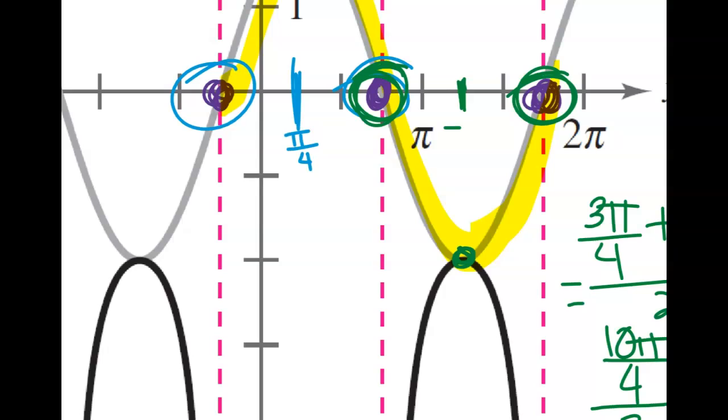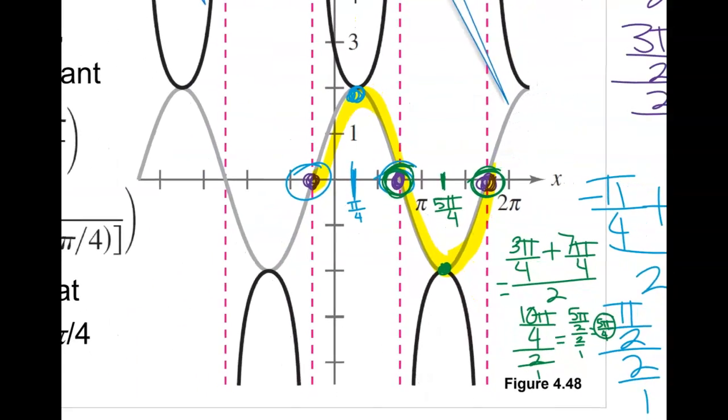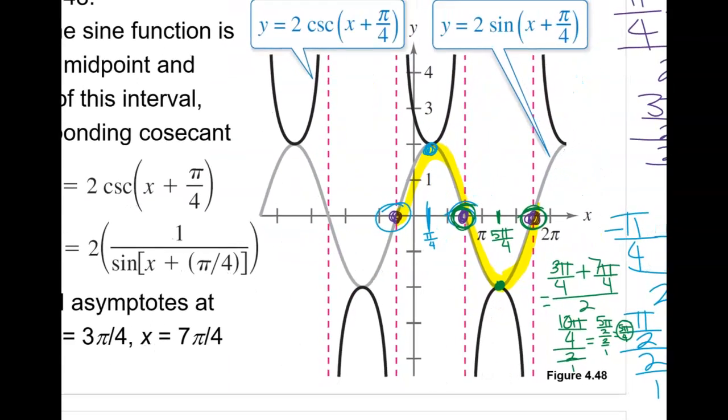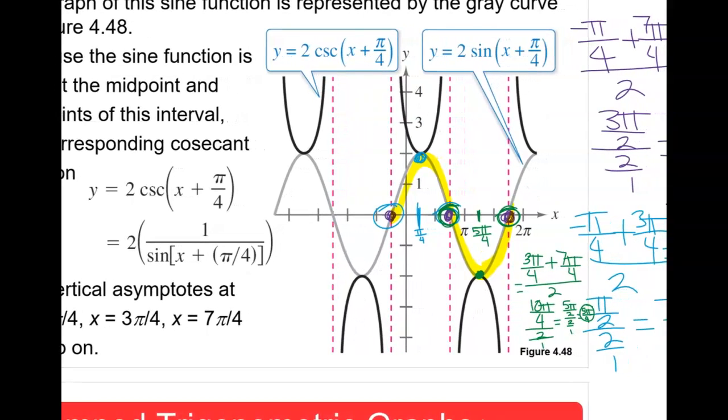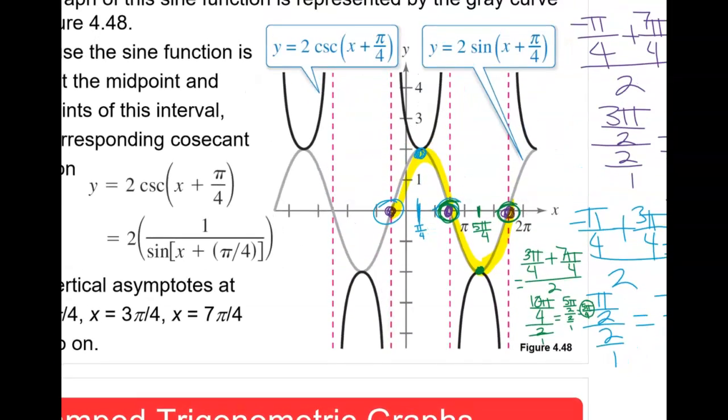So this is positive 5 pi over 4. And that's where the minimum for the sine function occurs. Okay, so now that we have traced that, whenever we are looking for the graph of cosecant, not of sine, whenever we have x-intercepts, those will turn into asymptotes for the actual cosecant function.